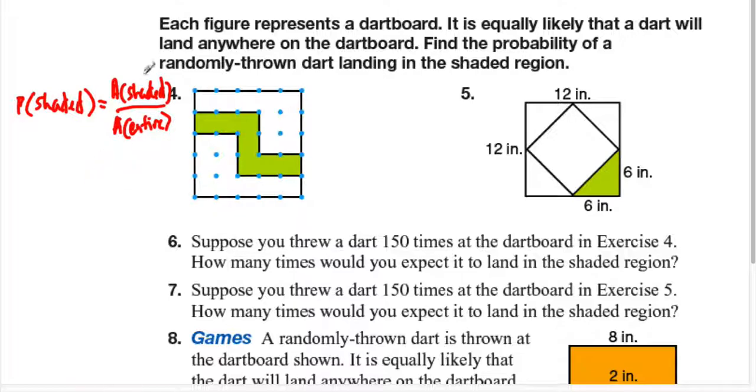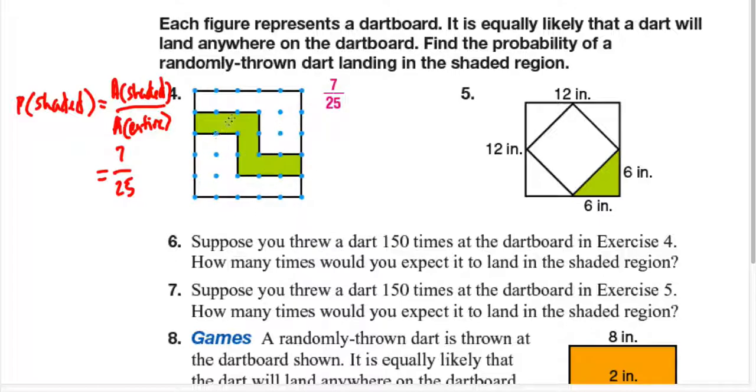So we know that the area of the shaded region is 1, 2, 3, 4, 5, 6, 7 square units. And the area of the entire region is 1, 2, 3, 4, 5, 25 square units. So the probability of it landing in the shaded region would be 7 over 25.